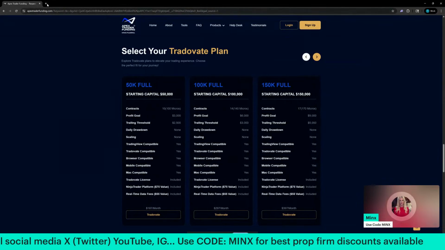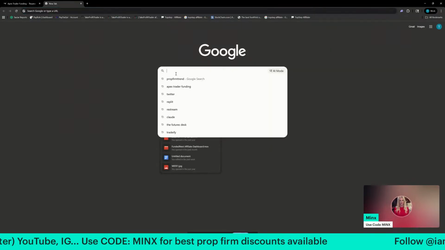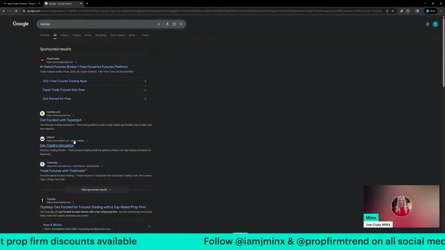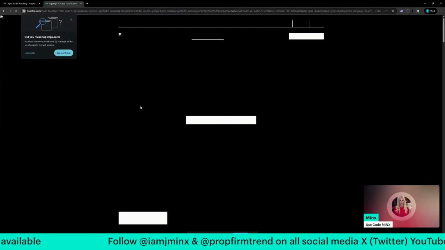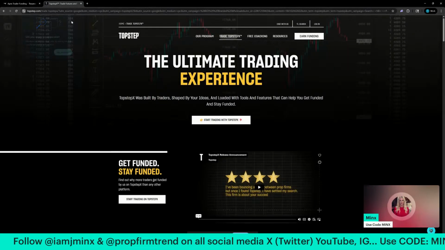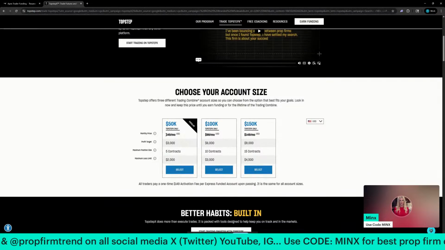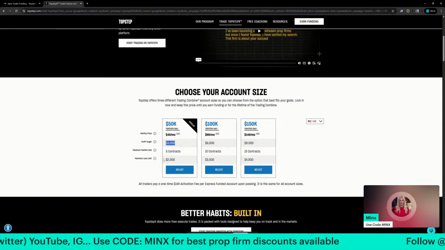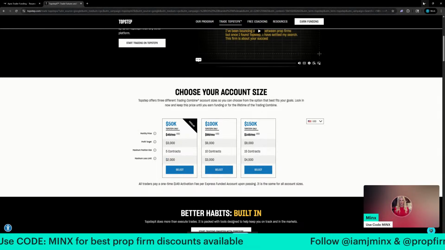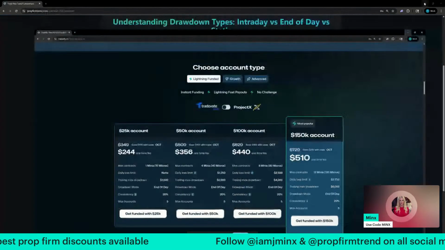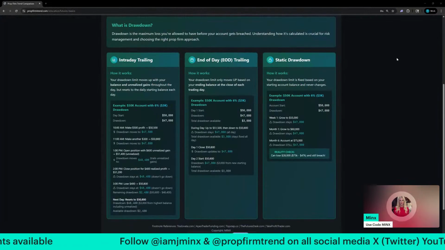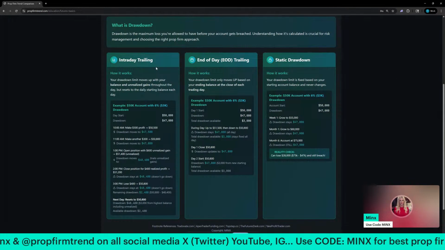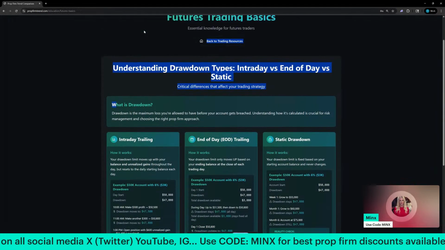So let's go to Top Step. Same thing though, as far as meeting the goals. $3,000 for profit target, can't go below 2,000. So as you can see, they are very similar as far as what it takes to pass the account. So what does this mean?